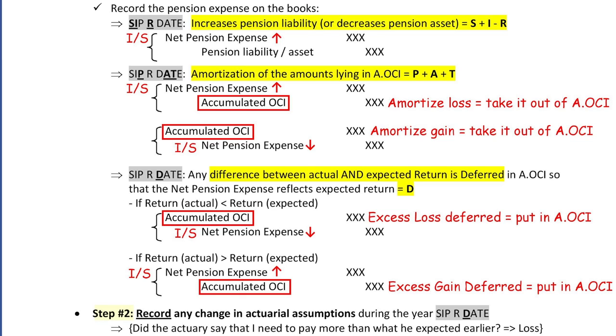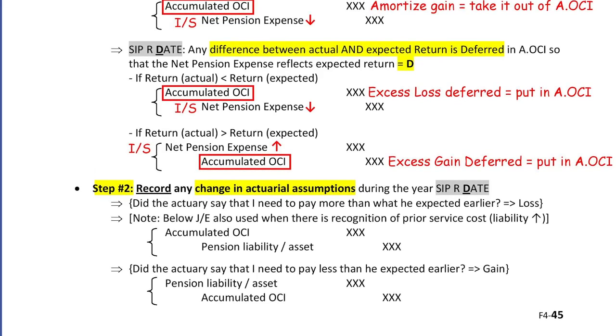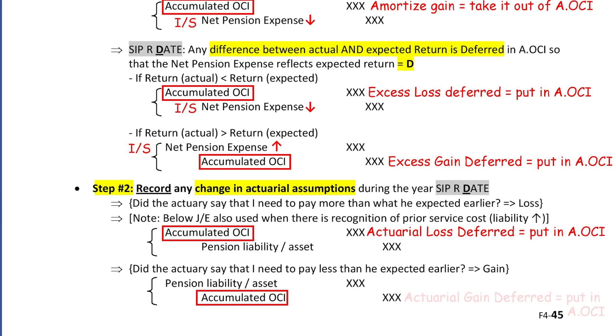Now we have, highlight step 2 and highlight change in actuarial assumptions. So it could be an actuarial loss being deferred or an actuarial gain being deferred. If it's an actuarial loss deferred, that would be basically a debit to accumulated OCI, because we're going to be deferring it in accumulated OCI. So put a box around accumulated OCI and write actuarial loss deferred equals put in accumulated OCI. But if it's a deferral of actuarial gain, box accumulated OCI on the credit and write actuarial gain deferred again equals put in accumulated OCI.